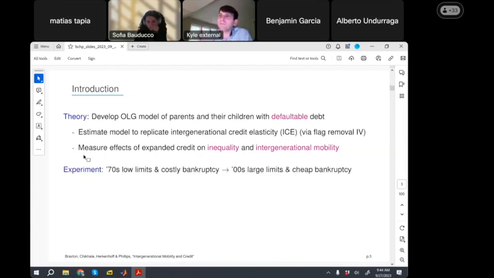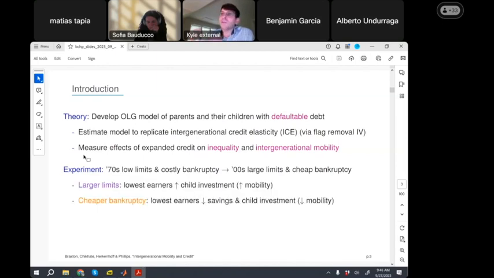What we find is that if you were to tighten limits in the 1970s and increase the cost of bankruptcy, which is how we view that early regime, and then compare it to the modern era, which has larger limits and fairly cheap bankruptcy, you would find what you would expect with the credit limits. If you expand credit limits, the lowest earners benefit. They're able to borrow more against their income, effectively against their child's future income, and invest more in the children. This increases mobility at the low end.